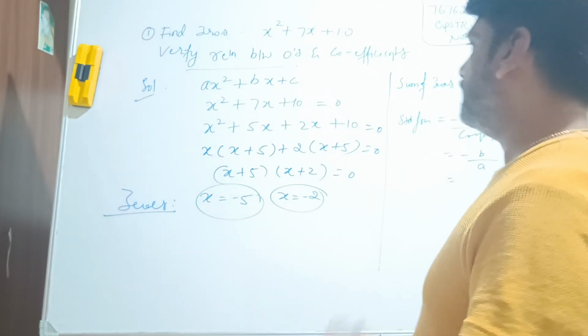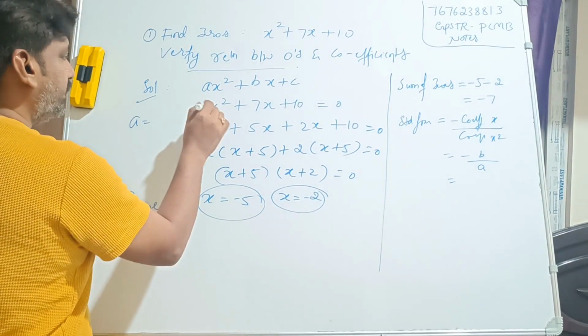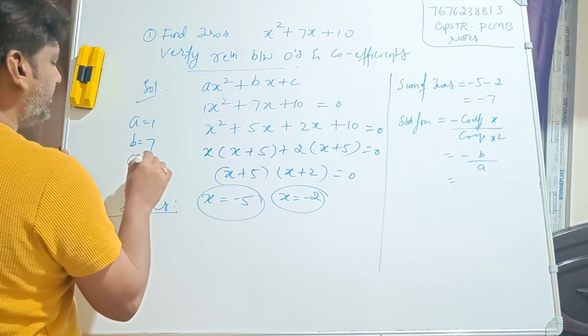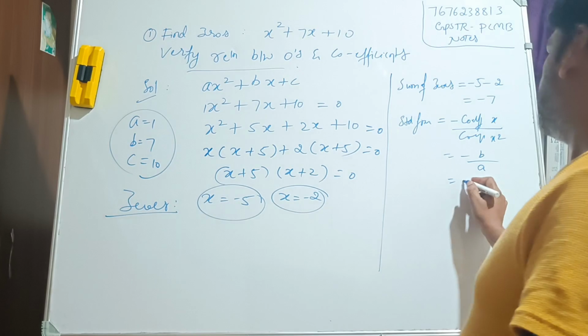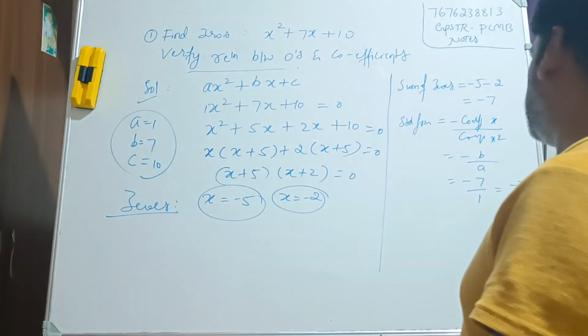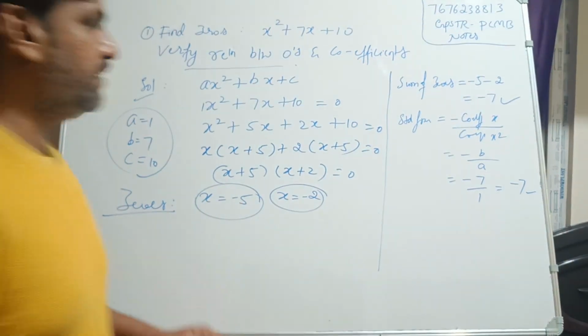What is the value of minus b? Here we can note down the value of a. a value is 1, b value is 7 and c value is 10, right? So substitute here. b is 7 and a is 1. So it is minus 7, right? So minus 7 and minus 7 both are matching. So the first one is verified.